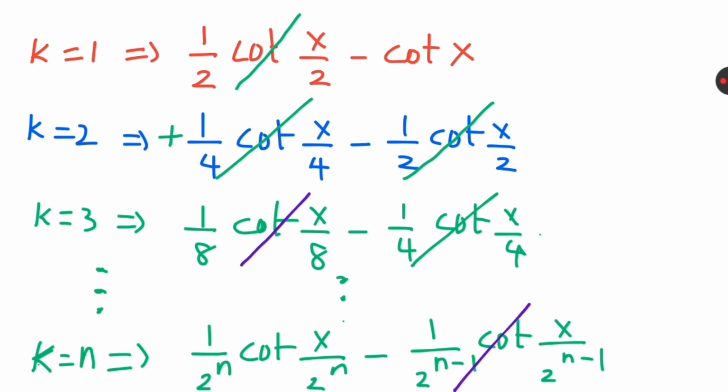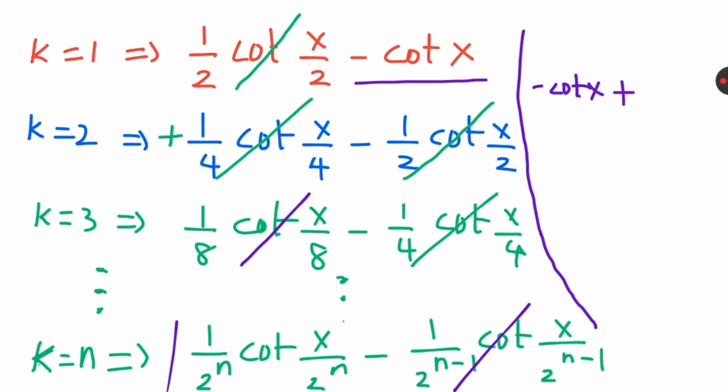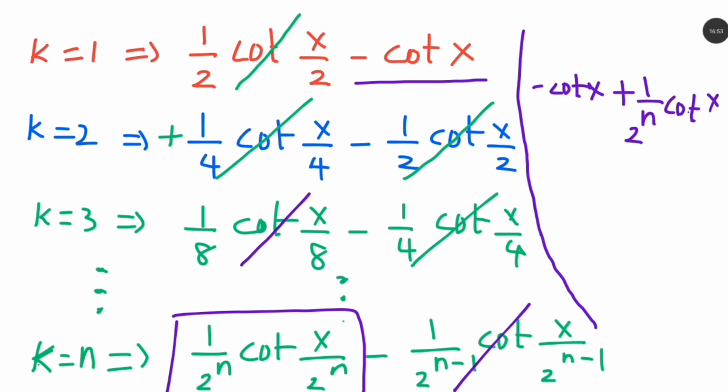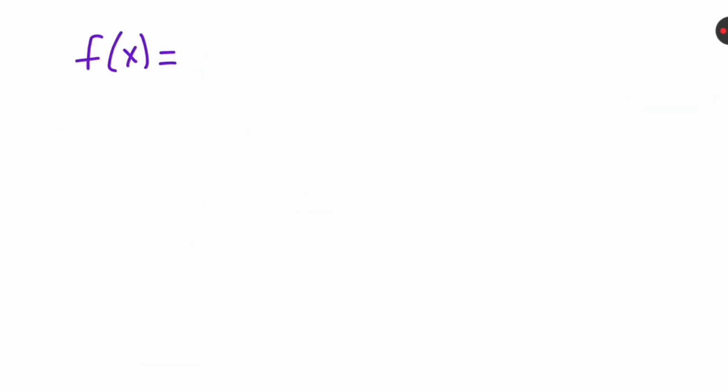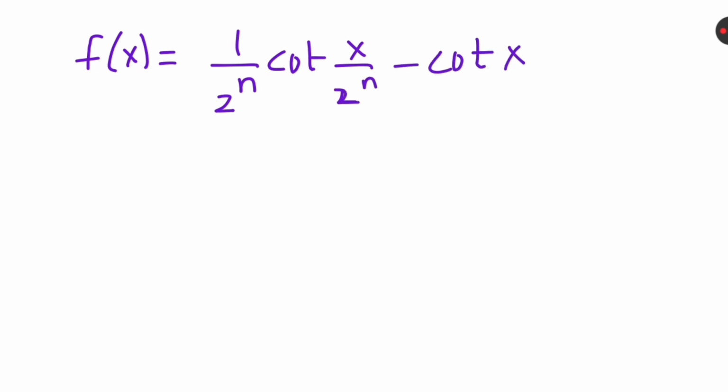So we are left with only minus cot x plus, what we are left with, 1 over 2 raised to the power of n cot x over 2 raised to the power of n. This is nothing but f of x. Finally, f of x equals 1 over 2 raised to the power of n cot x over 2 raised to the power of n, minus cot x. So this we got. But this is up to only k equal to n terms, while the given summation is k equal to 1 to infinity.